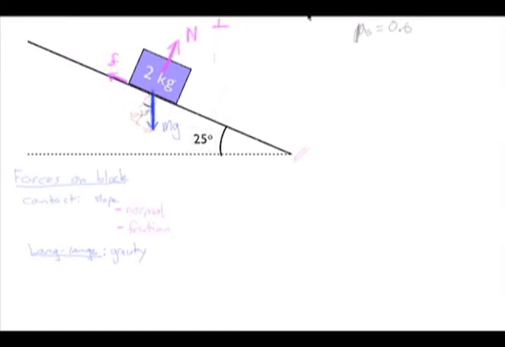Okay, so with that angle in hand, we can actually find these two sides. This side is the adjacent side. It's adjacent to the angle, so we get mg cosine 25 degrees. While this side is the opposite side to this angle, and we get mg sine 25 degrees.